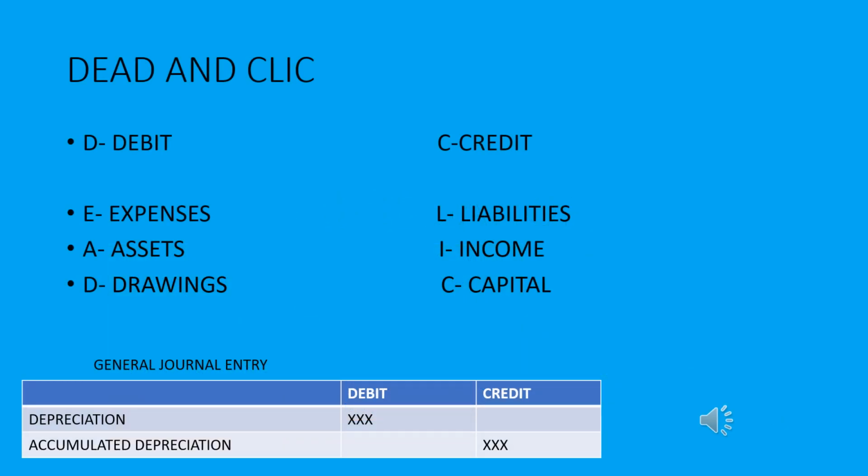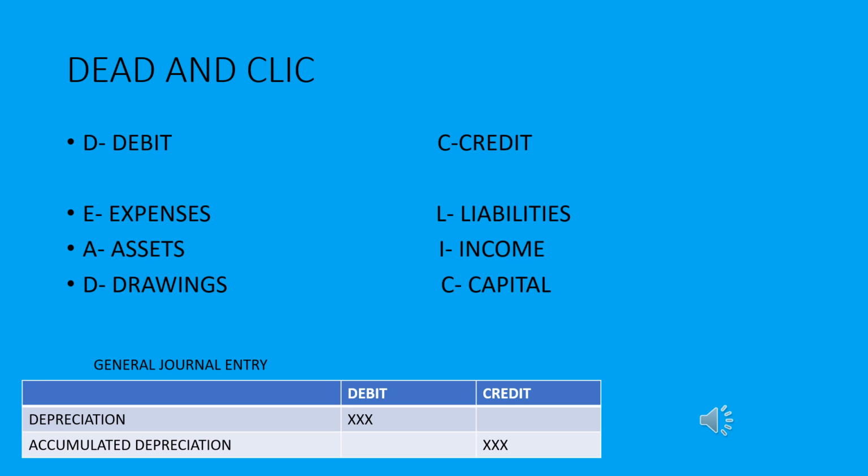As part of recognizing our depreciation expense, we need to record it in the book of first entry called the General Journal. To be able to do this, I use what we call DEAD CLIC. The D stands for debit, and the types of accounts that follow after that increase on the debit side. And as for CLIC, the first C stands for credit, and the types of accounts that follow after that increase on the credit side. So since depreciation, as we said, is an expense, we are going to record it on the debit side of our general journal.